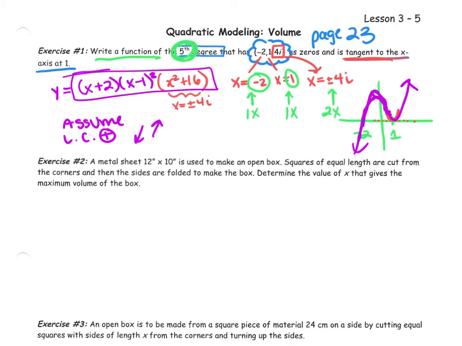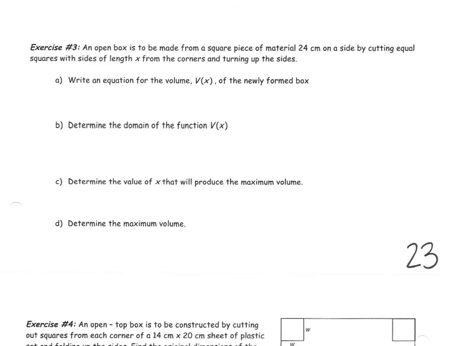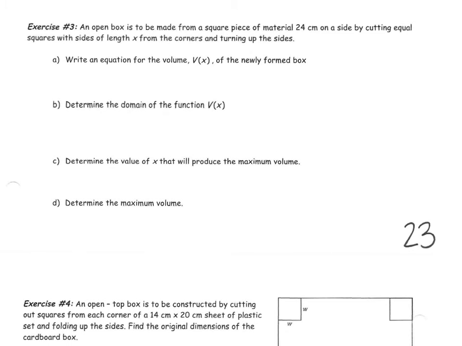Okay, and I'm actually going to skip to exercise 3. So let's take a look at exercise 3. We have an open box. Okay, so it was a box, hence the 3 dimensions. We're in volume. It's made from a square piece of material, 24 centimeters on a side, by cutting squares of equal length, x, from the corners and then turning up the sides.